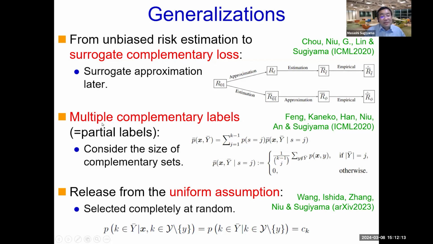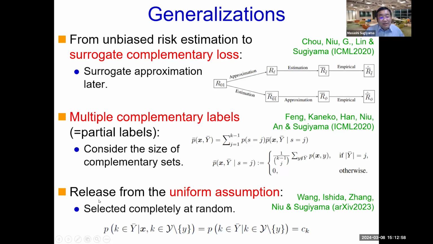The second generalization is about multiple complementary labels. In a multi-class problem, in principle, for the same sample we can consider many different complementary labels, because there are many wrong classes. Basically, this is essentially the same as the partial label formulation. We have some Y bar that contains multiple complementary labels, and we consider a different set size, so S is from 1 to K minus 1. This is the number of complementary labels. And we consider the data generation, label generation formulation in this way. Then essentially a similar kind of technique can be applied to solve the multiple complementary label problem.